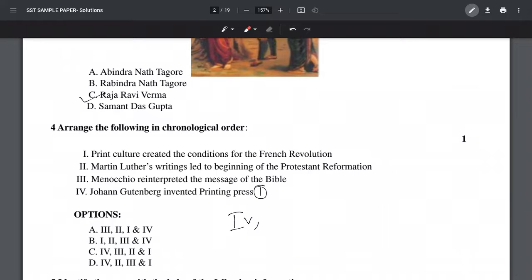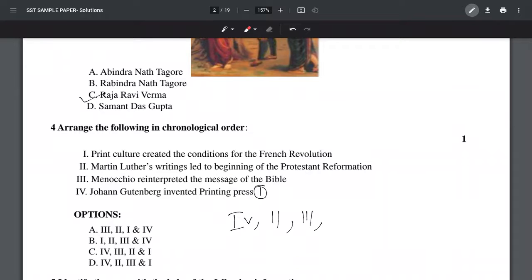Fourth is first one. Okay, first the printing press was invented by Johann Gutenberg, isn't it? After that, when the printing press was invented, Martin Luther did the writing and began the protests and all. So second, okay. Next, after he had done that, Menocchio, with the printing press and the reformations which were done, was reinterpreting, means translating the messages given in the Bible.